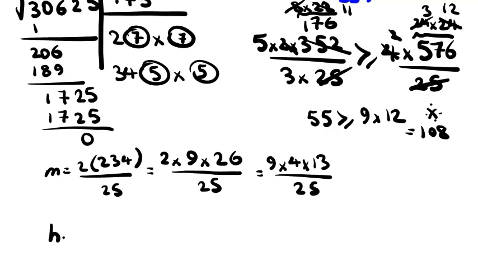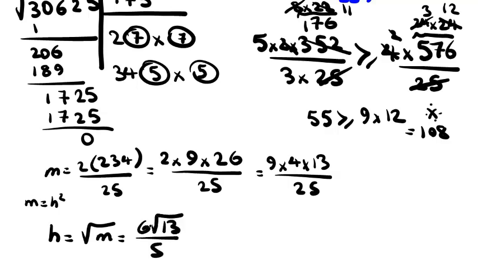It was h. H is positive. H is root m because m was h squared. So h is the square root of m. So it will be 3 to 6. 5 root 13. So the problem will be solved now. Why? Because we found h, and if we replace h, 6 root 13 over 5.